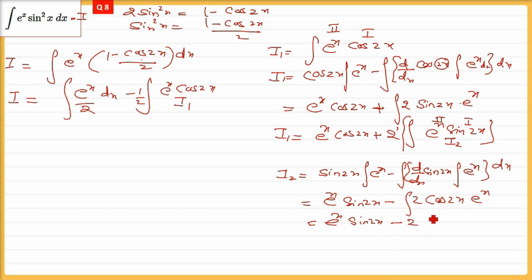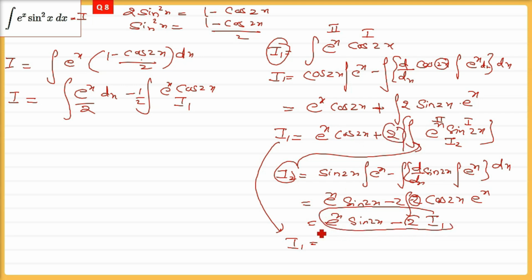E raised x cos 2x, 2 we can take outside. When you take 2 outside, what do you see? From where we started, it's I1 only. E raised x cos 2x is I1 only, so it will be negative 2 I1. So I2 is consisting of I1, and I2 is actually coming from I1. So this I1 I am writing now, and I am replacing I2 here. Multiply 2 with I2 and place it in I1. So e raised x cos 2x plus 2 into I2 will give you 2 into e raised x sin 2x minus 4 I1.